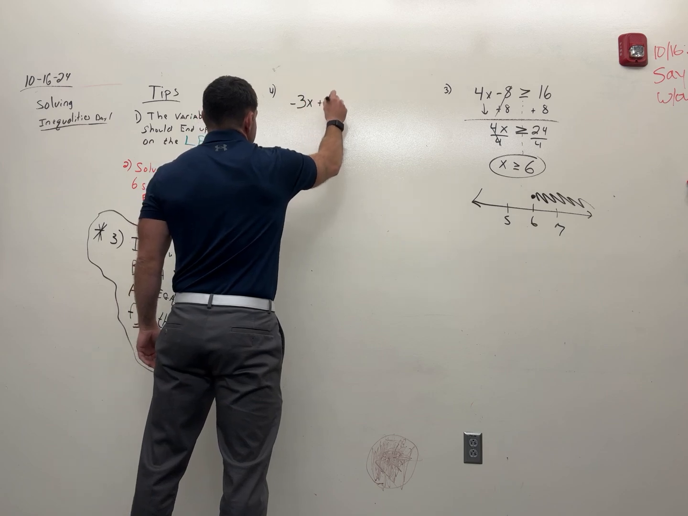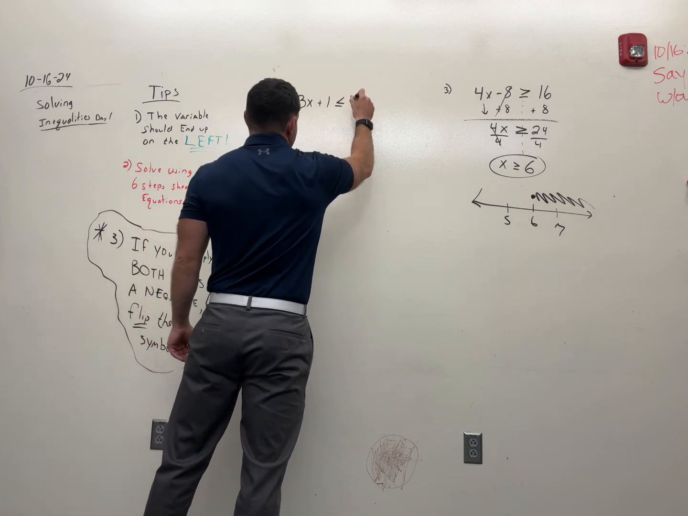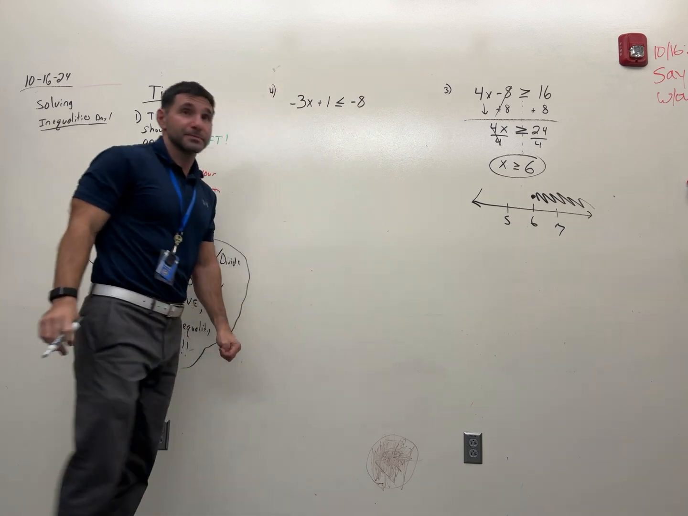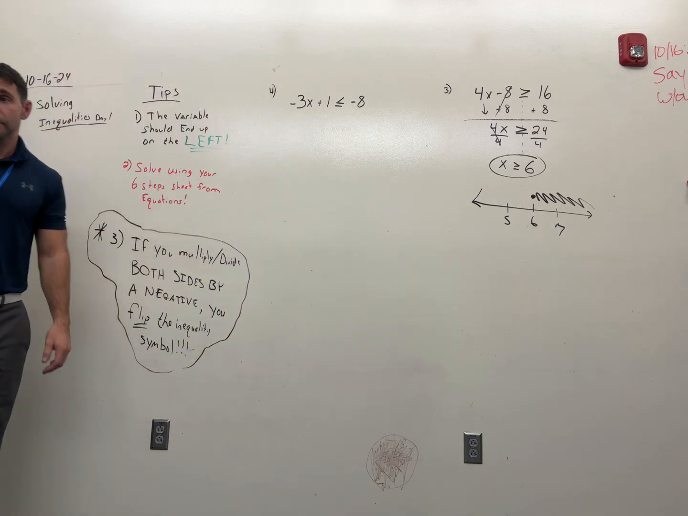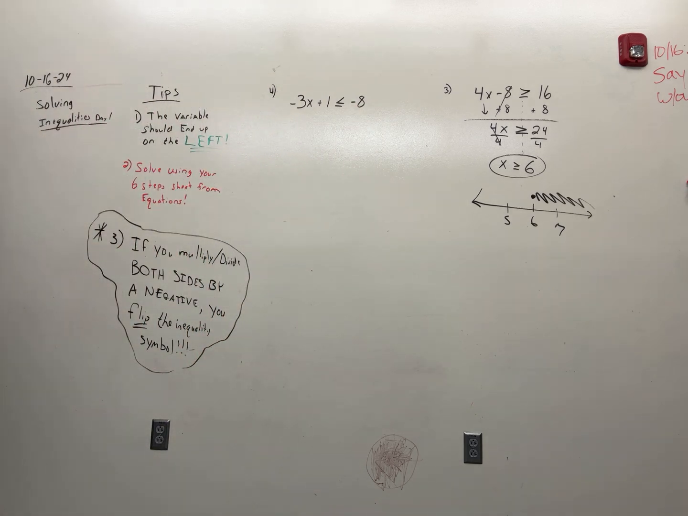-3x plus 1 is less than or equal to -8. Okay. This one will be a little tricky.